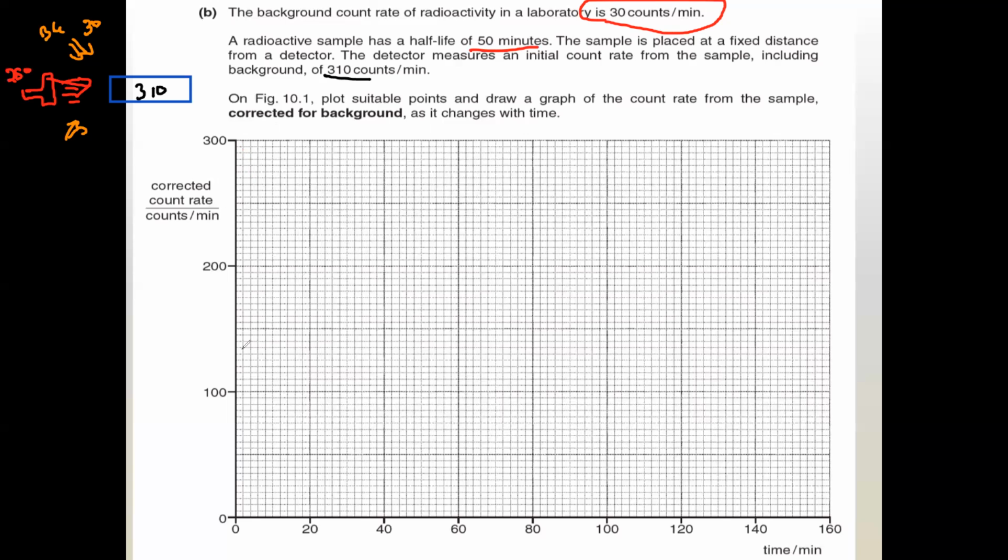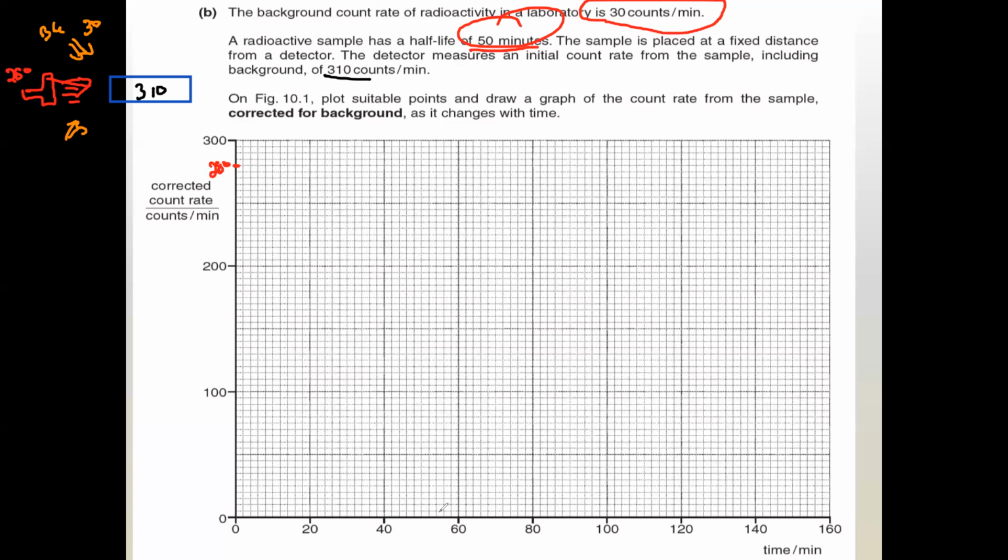So on the y-axis, 10 boxes equal 50, so each box equals 5. So this is 250, 260, 270, and 280. So this will be 280. That's the first point. What is the half-life? 50 minutes. It means after every 50 minutes, it becomes half of its original value.